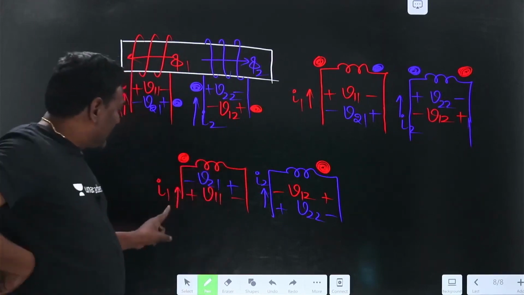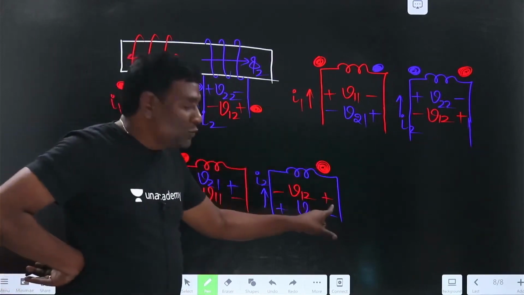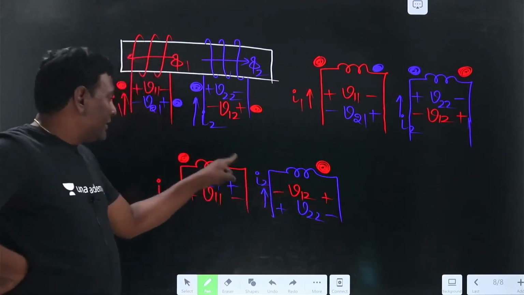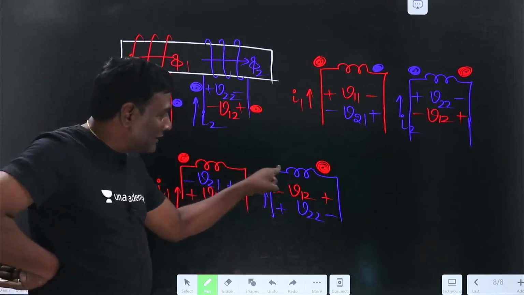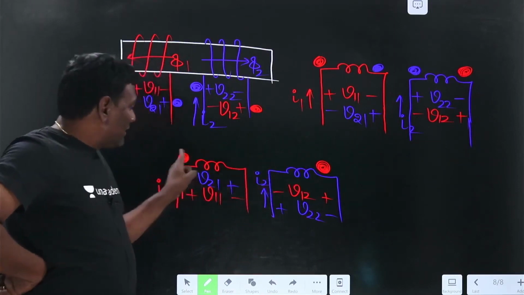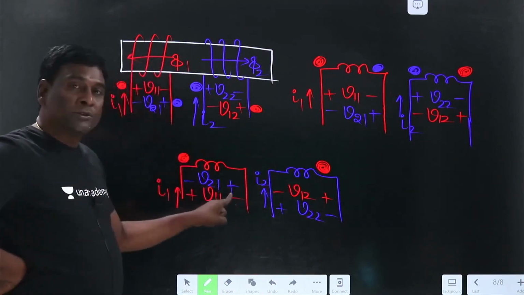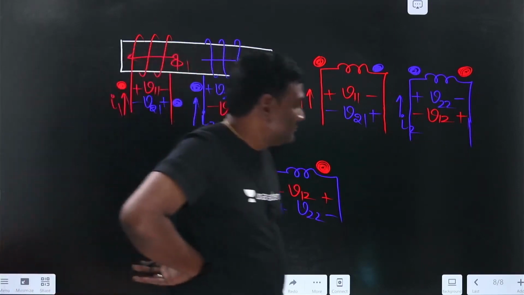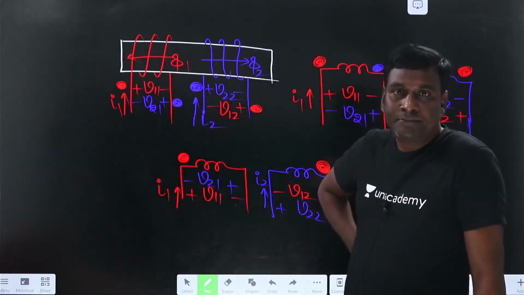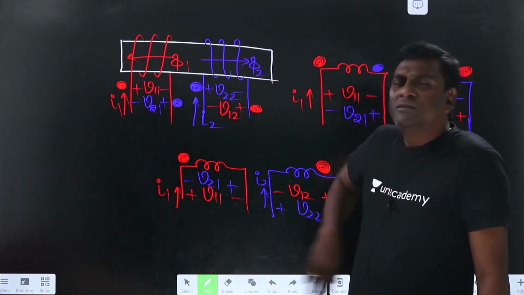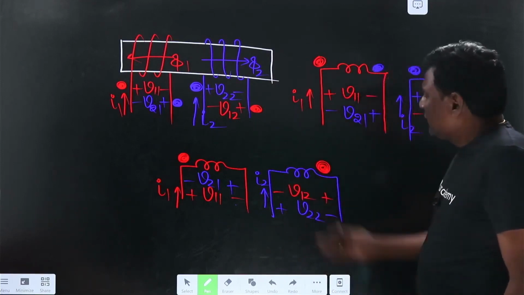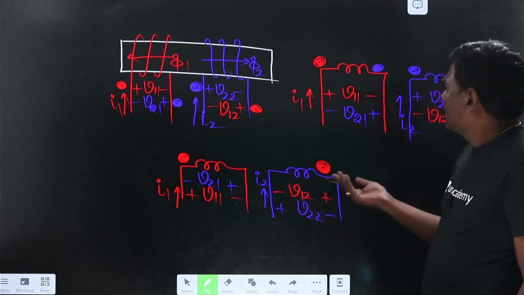See here, whenever this current is entering into the dot, this dot is going to be positive. Or whenever this current is entering into the undot, this undot is going to be positive, because this is dot, this is undot, right? Problem solved. Now if you are a bit confused, under that condition, watch it again, not a problem. Watch it again.